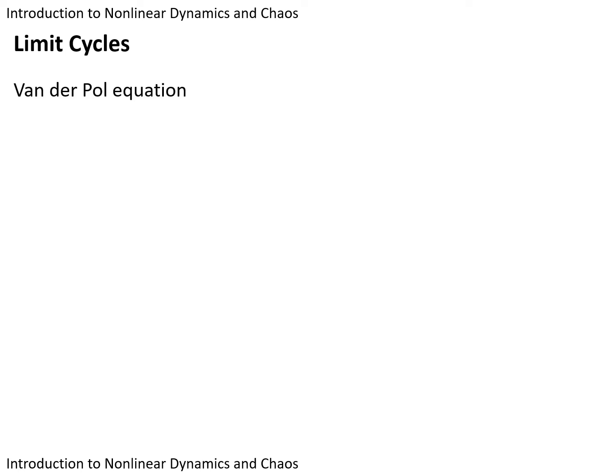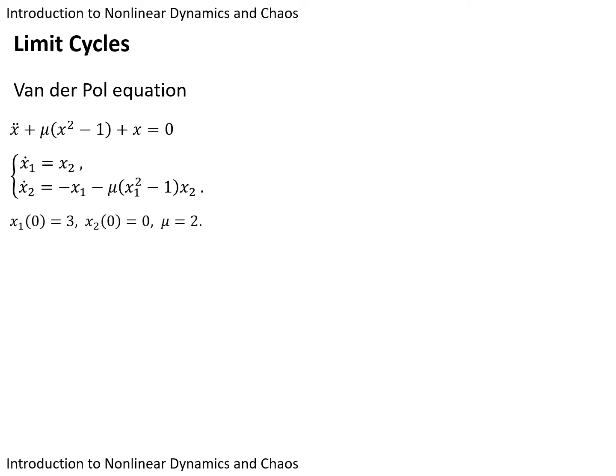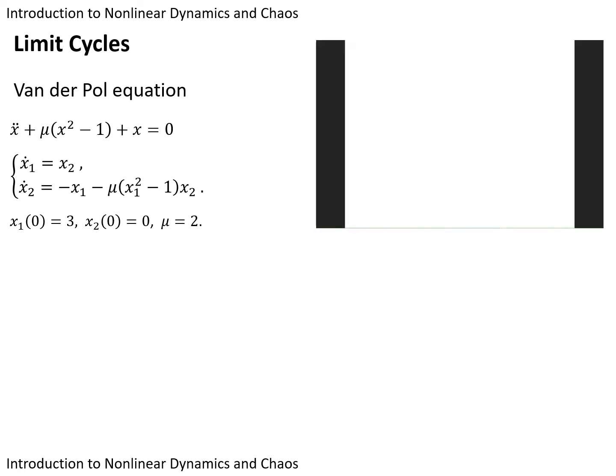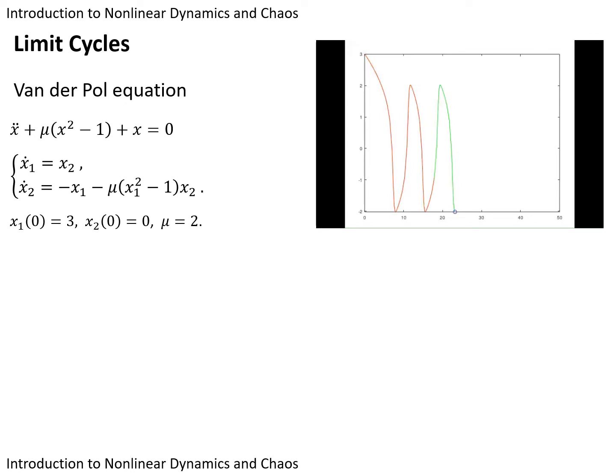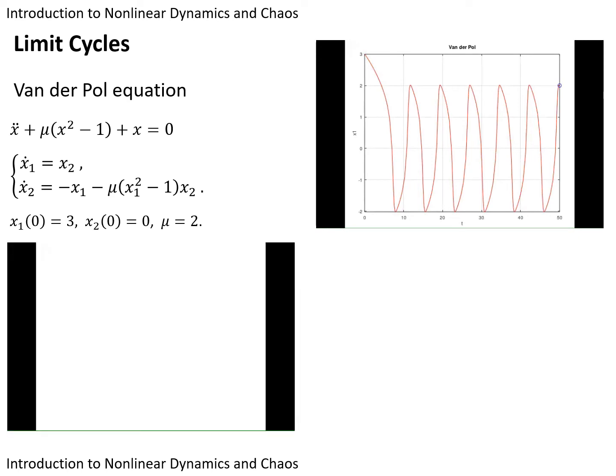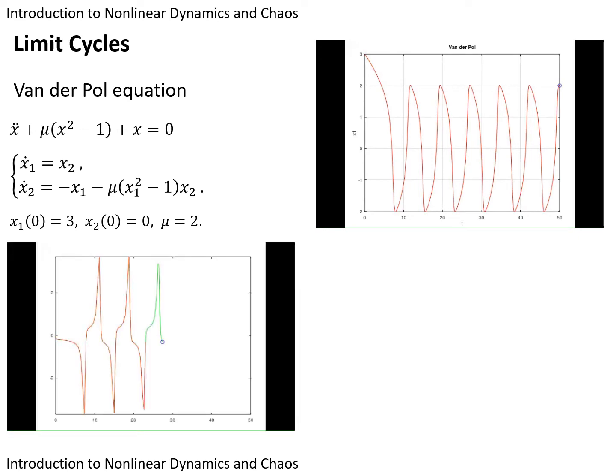For the example, let's take the van der Pol equation. This is a dynamical system of the second order that can be represented in the following form. And for its simulation, let's take the following initial conditions and the value of parameter mu. We can look at the behavior of x1 and x2 separately. So we see cycles for x1. And for x2, we will also see some cycles.